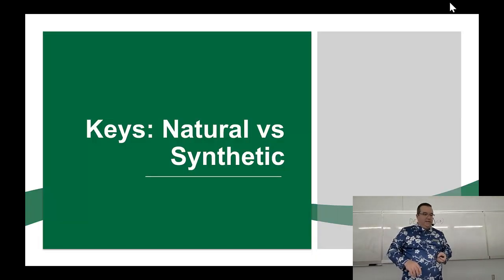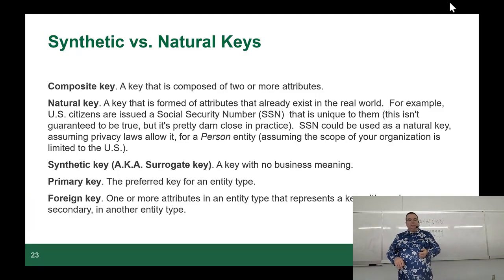Okay, now I'm going to talk about keys. Synthetic versus natural keys. So, quick reminder, composite keys. I had an example on the board earlier. A natural key is a key based on attributes that already exist in the real world. Examples of this would be a SIN number or an SSN number, a credit card, etc. Those are natural keys. A synthetic key is a key that has no business meaning. They're also known as surrogate keys. A primary key, we know what that is. And the foreign key, we also know what that is. We talked about it lots.